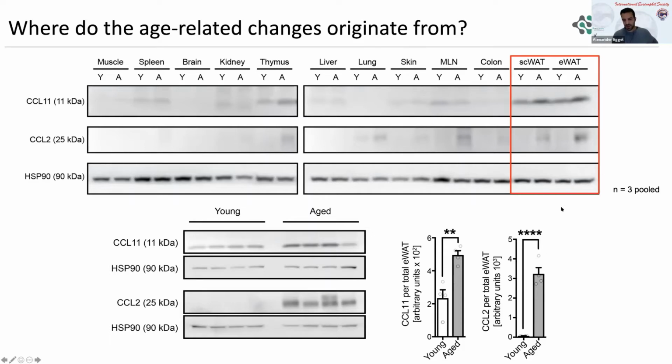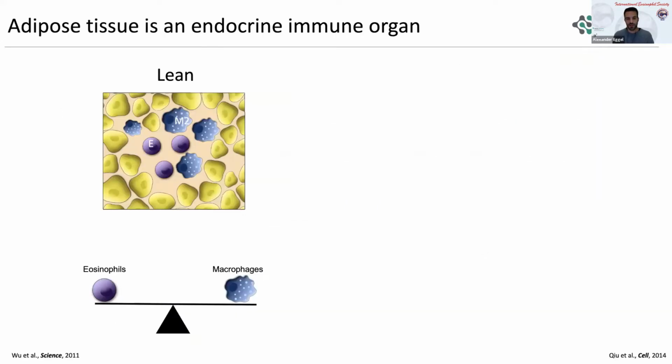So this told us that this pro-aging factor CCL11 is likely to be coming from the white adipose tissue. Now, from work from others, we already knew that adipose tissue is a very interesting organ. It's no longer considered solely to be an energy storage system, but a real endocrine immune organ.